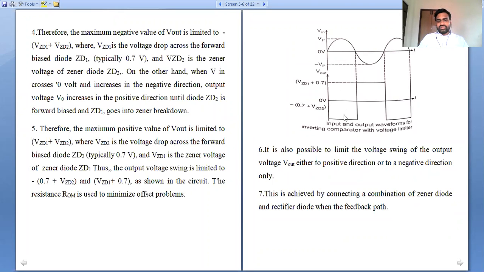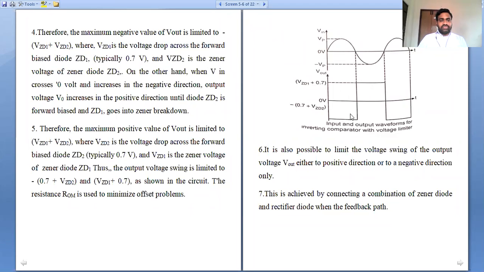See this voltage swing, the magnitude of voltage swing at the output. The voltage swing means the behavior of minus V saturation in this region and the behavior of plus V saturation in this region. This voltage swing can also be limited, either in the positive direction or in the negative direction, by using a Zener diode in combination with a rectifier diode.